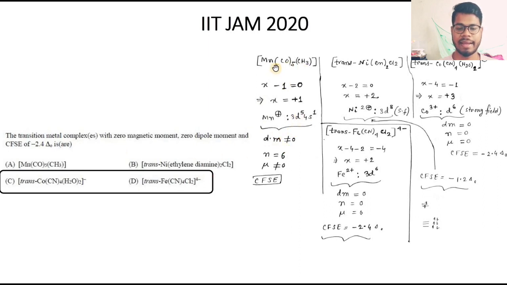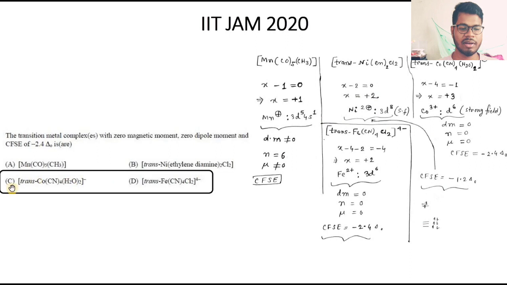Here, manganese Mn(CO)5CH3. If you draw the system, it is a Mn(CO)5 system and one CH3, so the dipole moment won't be 0. That's why it's not the correct answer. If you take the second one, you will get a 3d8 system. The electronic configuration will be like this, and CFSE will be minus 1.2 delta O, but they are asking about minus 2.2 delta O. So option B is also not correct.